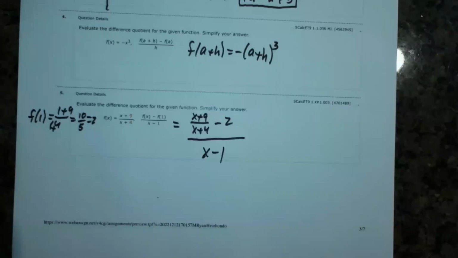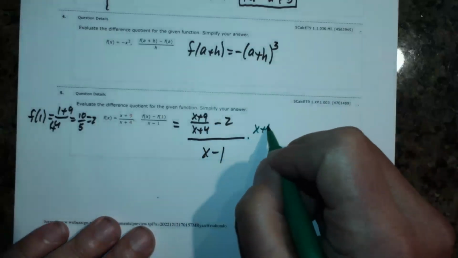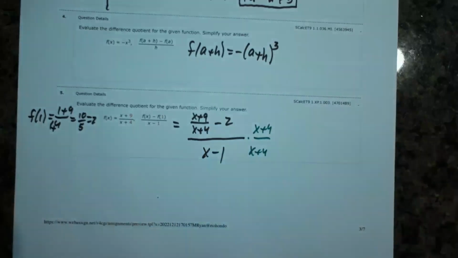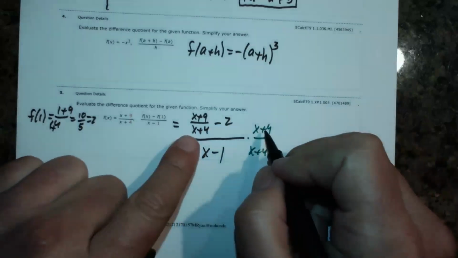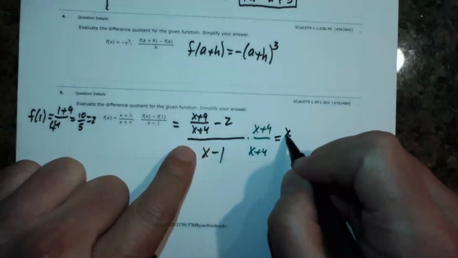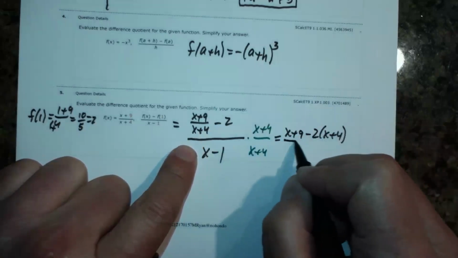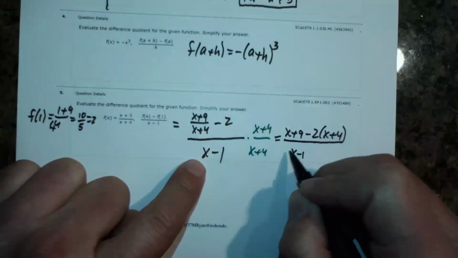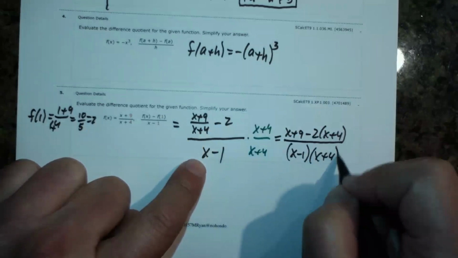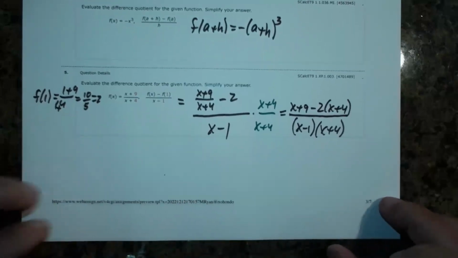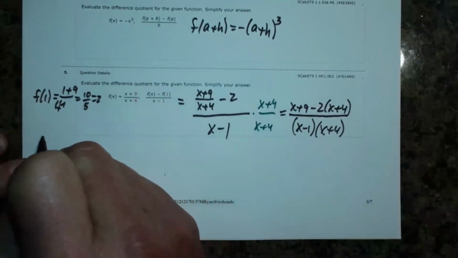And now what I'm going to do is to simplify, because they ask us to simplify. We don't like fractions instead of fractions if we don't have to. So I'm going to multiply both the top and the bottom by x plus 4. When I multiply these, they cancel. So I'm left with x plus 9 minus 2 times x plus 4. And down below, I have that. Now we have a good amount of cleaning up to do here. So I'm going to bring it way over here.